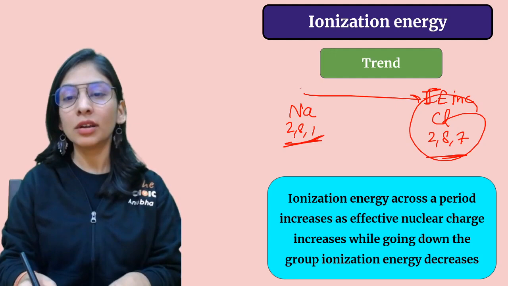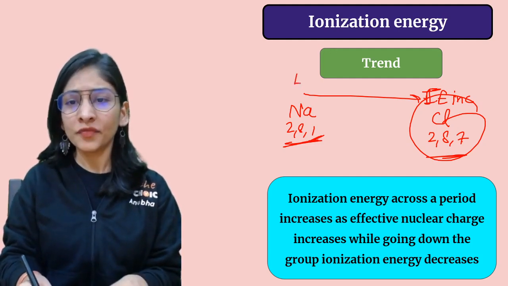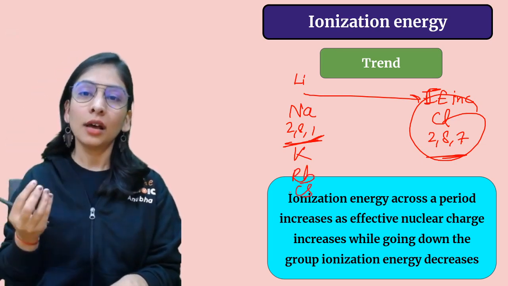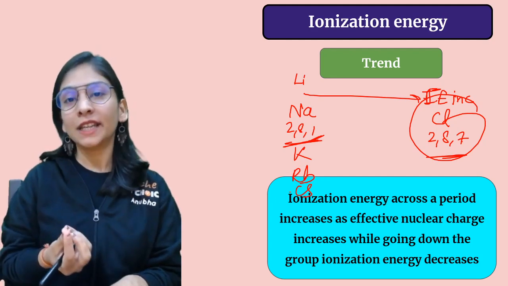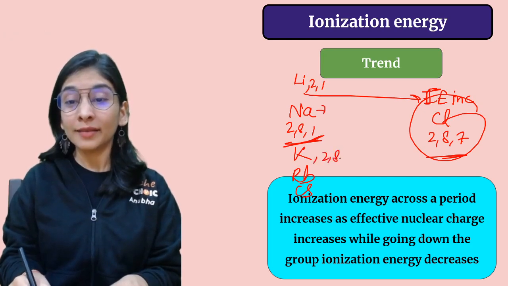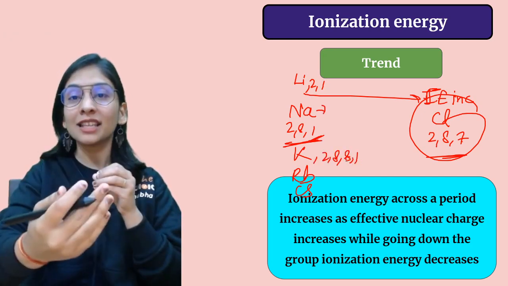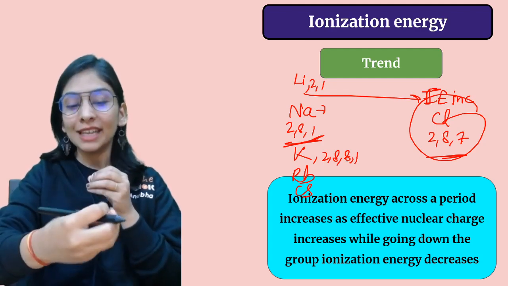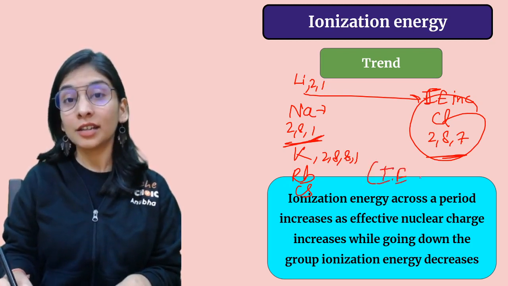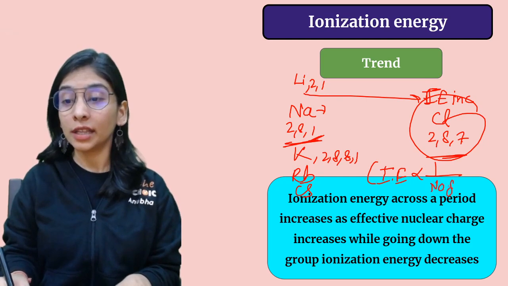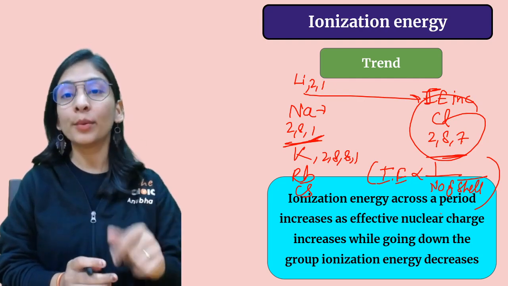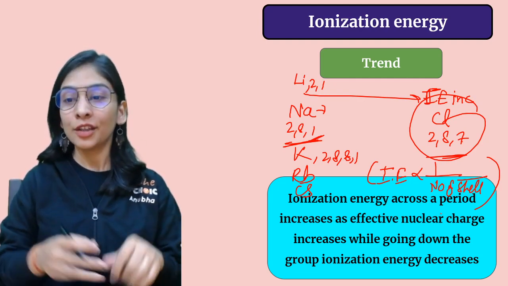But when I talk about a particular group, suppose group 1: lithium, sodium, potassium, rubidium, cesium, francium, though we'll try not to include the radioactive element because it's not stable. Now you see, more and more shells are increasing. That means my nucleus and the last electron are very far from each other. That electron can easily go, meaning less energy is needed. So I can also conclude ionization energy is inversely proportional to the number of shells. More and more shells, less and less ionization energy is needed. It's working the opposite way to how my atomic size was working. So this will always help.